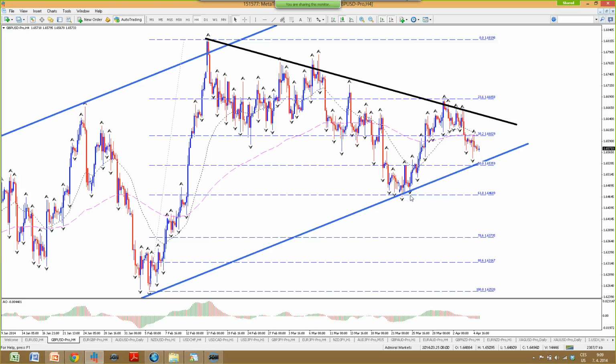And which one breaks will most likely give a decent idea of the long-term picture, whether it's going to be bullish or bearish. So that's interesting. We did have a 61.8 bounce.